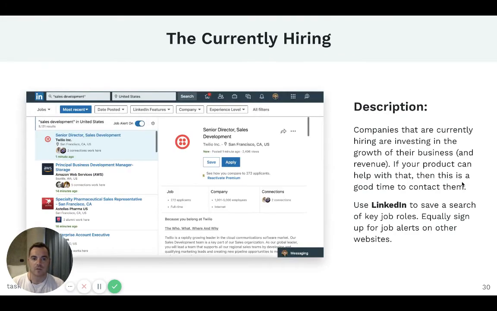Then you have also the currently hiring. This is a really good time to speak to companies. If they're investing in the growth of their team, their businesses, then it actually may be presenting them with new challenges. If a team has grown from 2 to 10, then that comes with its unique challenges for that manager or for the directors there. And you can use LinkedIn to save searches or save job alerts, so you receive emails once a week or once a month with new companies that are currently hiring.